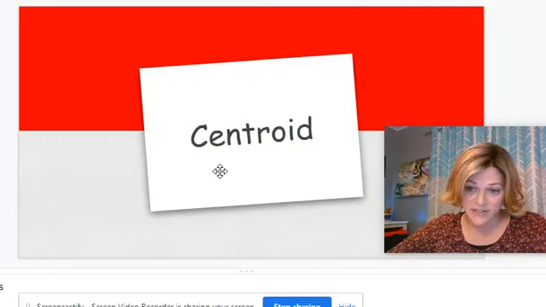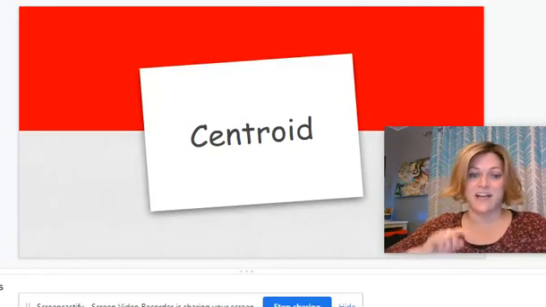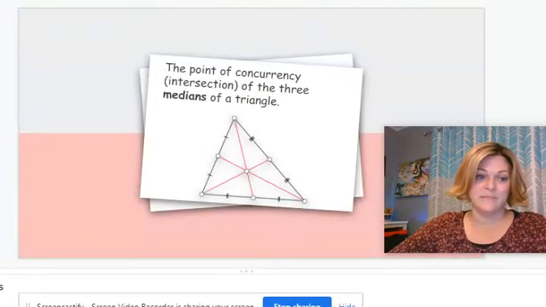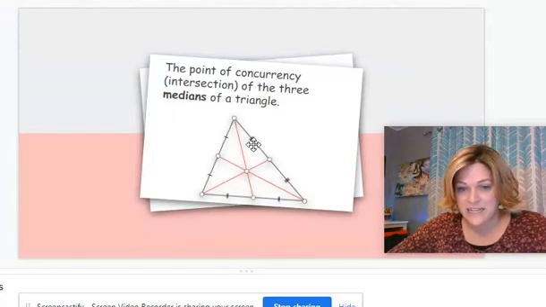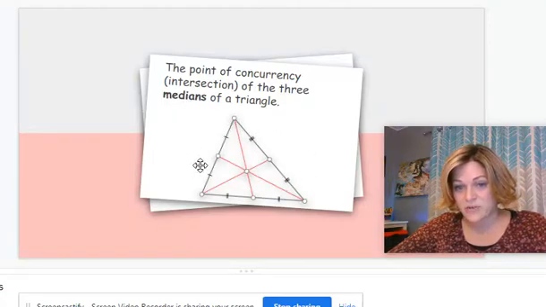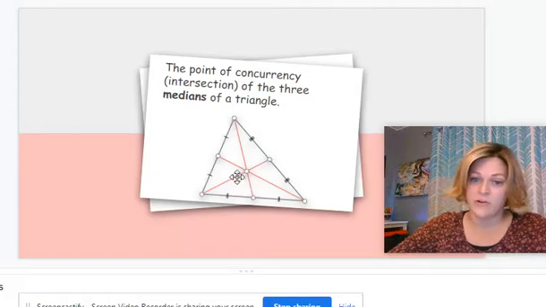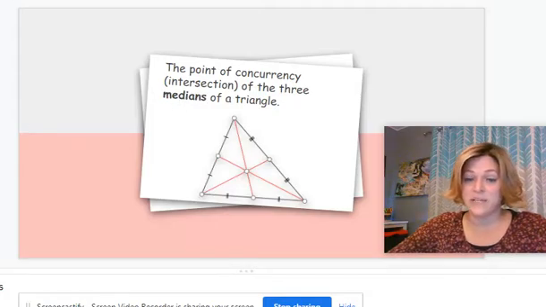The centroid is the point of concurrency of all the medians. So if we look at this picture, see how each side is bisected, or the point on the inside is the midpoint, and then they go across to the vertex. So all the medians put together creates the centroid. That is the point of concurrency.